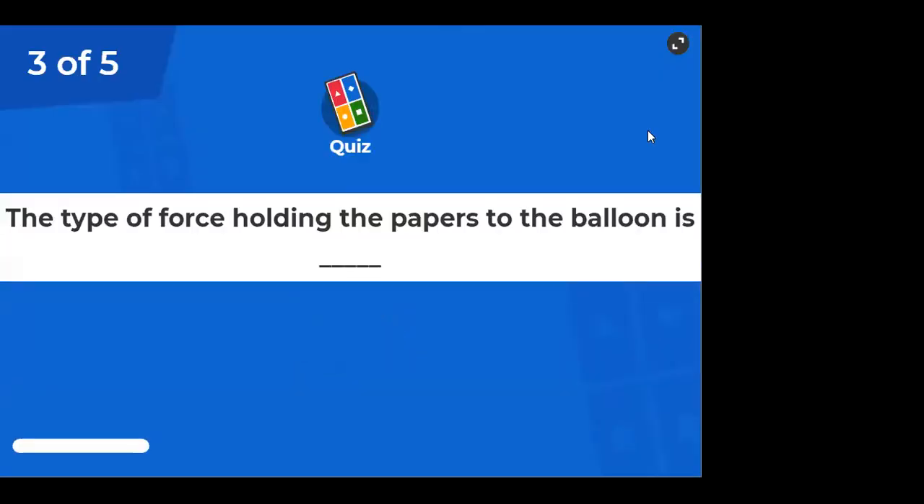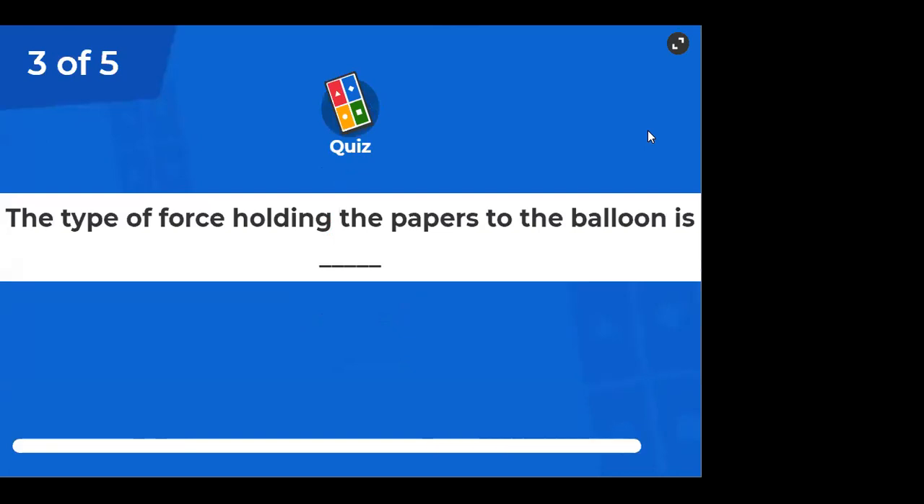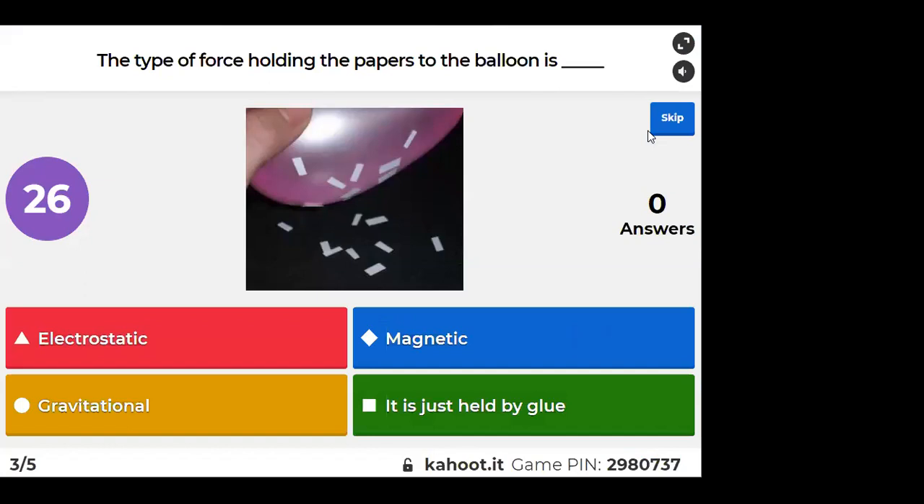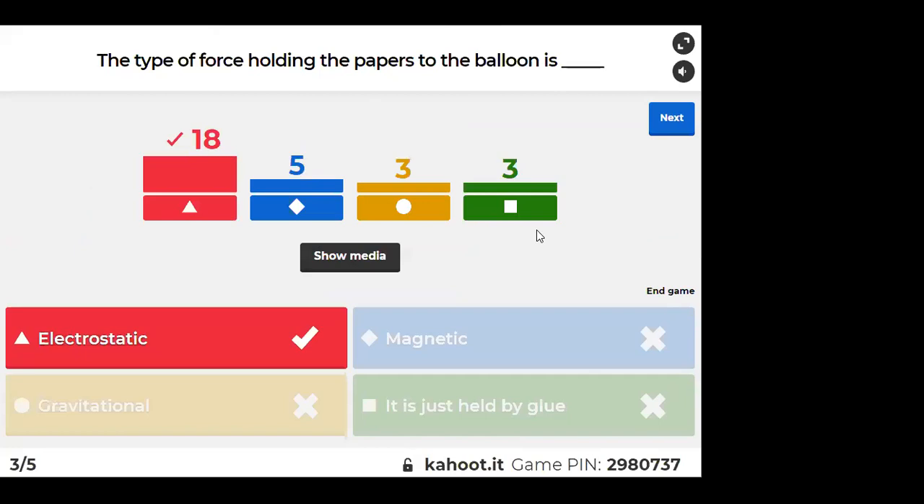Okay, next one. The type of force holding the paper to the balloon is? I hope all of you did this experiment. Yes, it is electrostatic, guys. It is not magnetic. It is electrostatic. It is not gravitational.